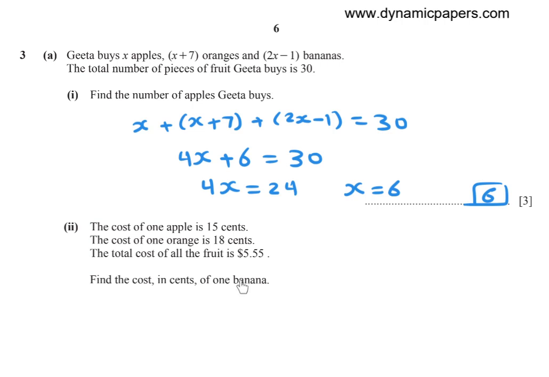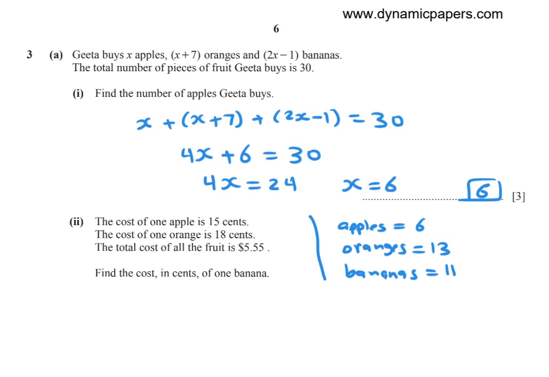They said the cost of one apple is 15. We have x already, so substitute x in the equations. First, we need to find the number of apples, oranges, and bananas. For apples, we have 6 apples. For oranges, we have 6 plus 7, which is 13. For bananas, we have 2 times 6, 12, minus 1, so 11.